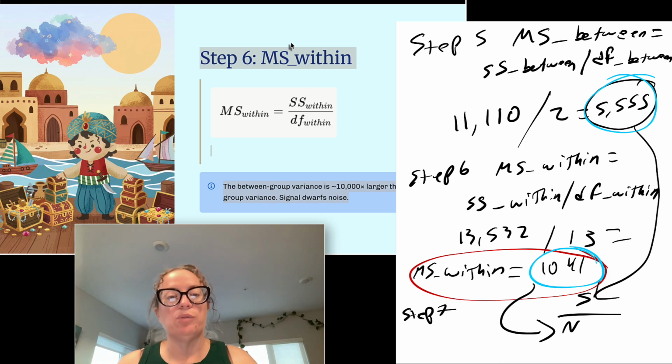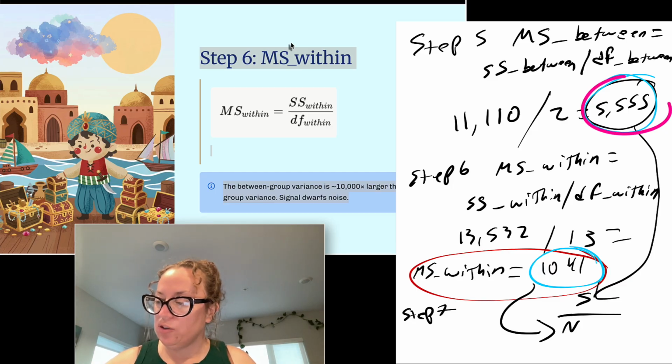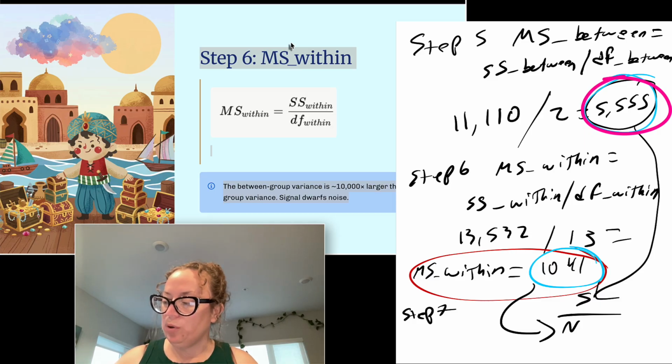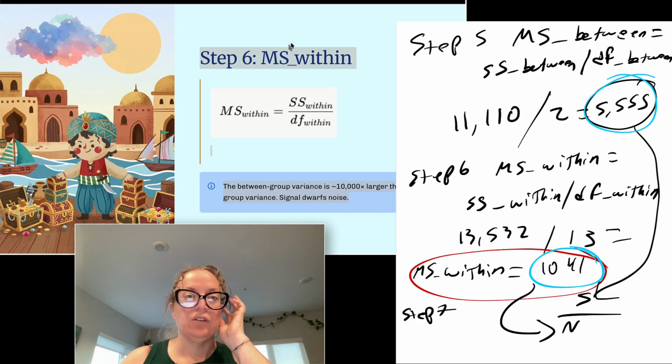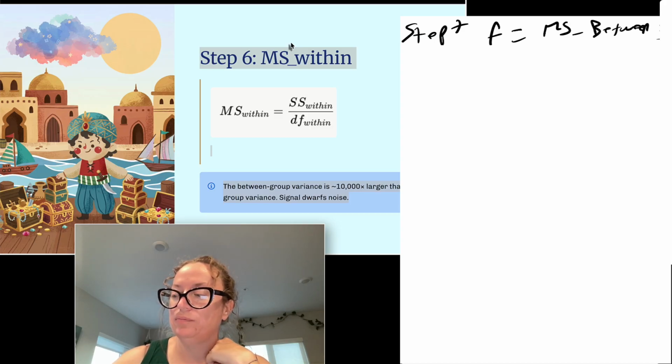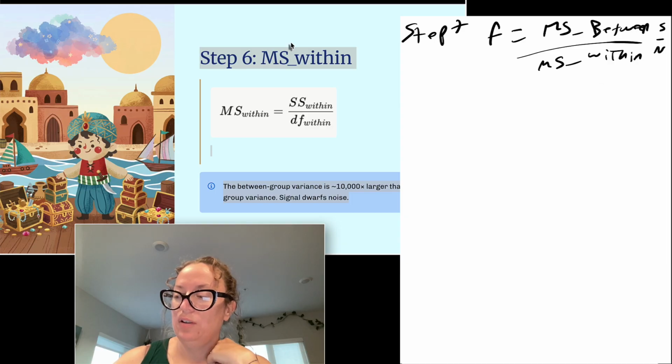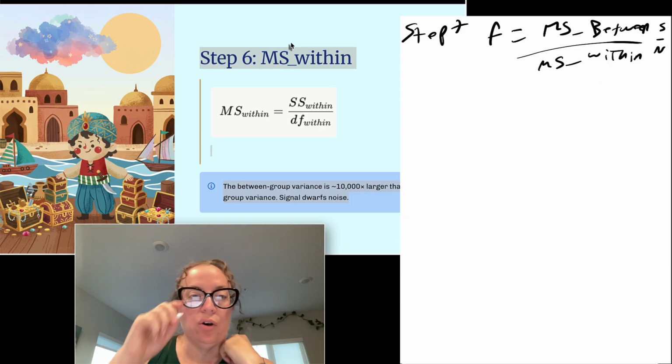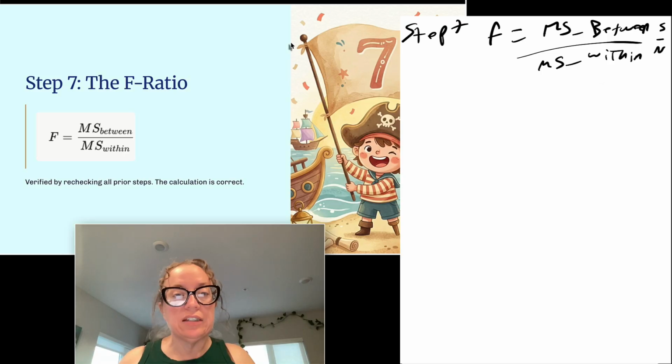So in step 7, we're going to put that against the MS between of 5,555, okay? Which we'll just do right now. Simple piece of cake. So we just take 5,555 and we put it on the top, okay? So step 7, calculate the F ratio. So F equals MS between, the signal, over MS within, the noise, okay? Signal over noise. So again, this is the moment, this is the whole point of the last 6 steps.